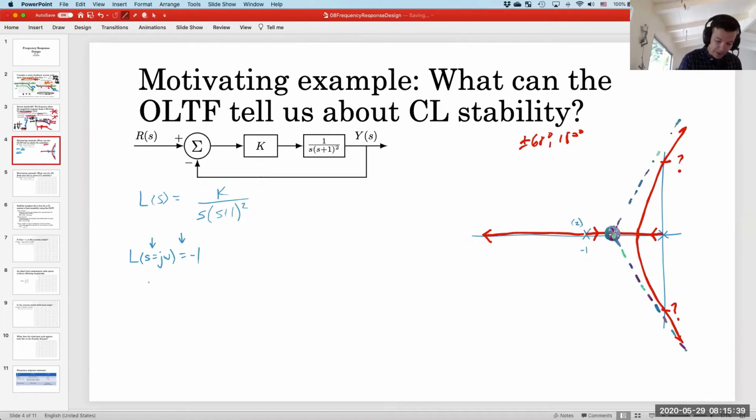We get k on top of j omega times (j omega plus 1) quantity squared. So what could we do here? We could say this is k on the left, and it's negative j omega. And then I'm going to FOIL out what's inside here. So I get 1 minus omega squared plus 2 j omega. And then we get two equations out of this. We get the real parts and the imaginary parts.